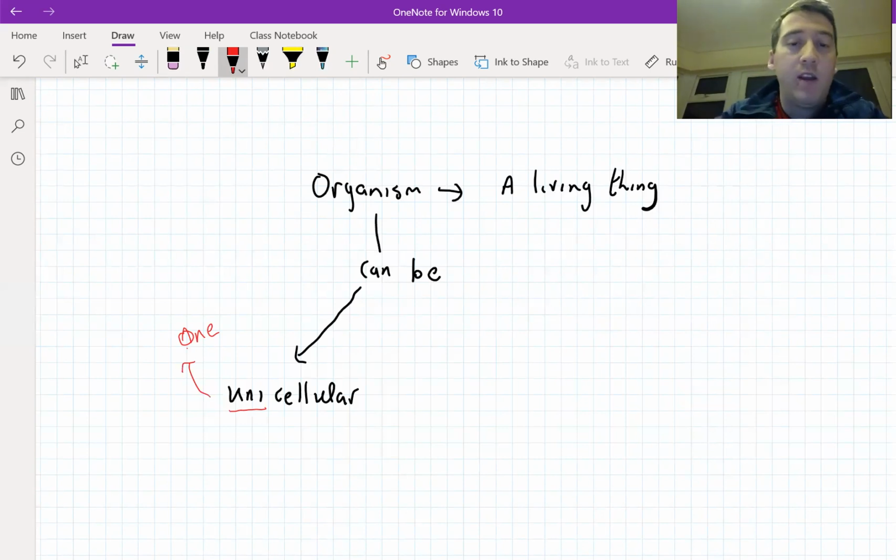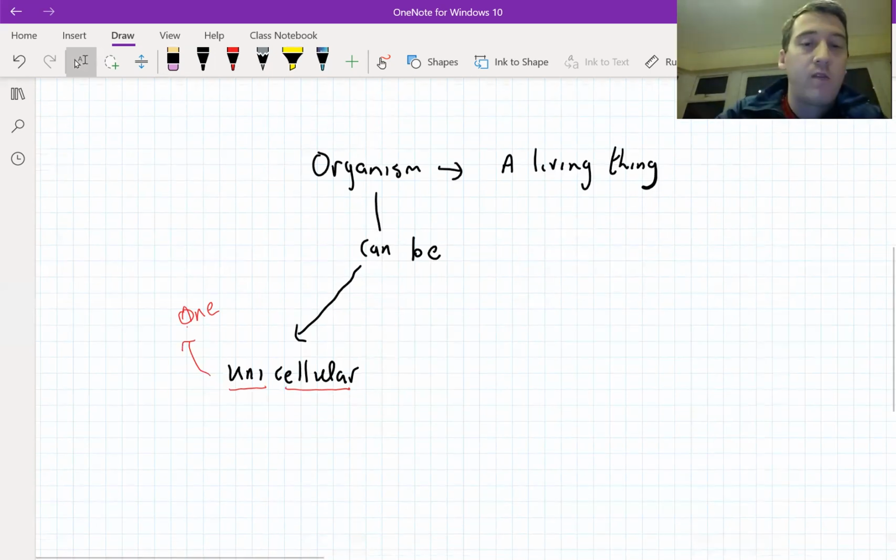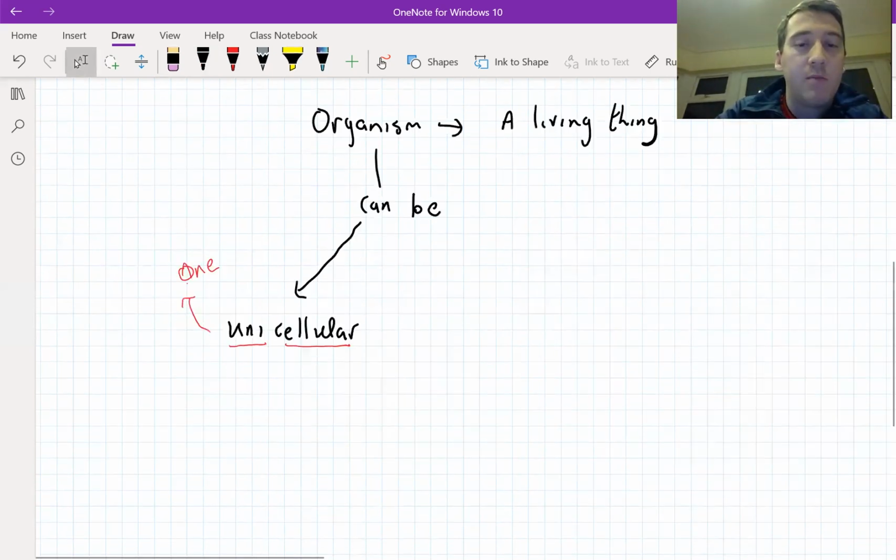Well, this is a unicellular organism. It's an organism made of only one cell. The whole organism is just one cell. Now, we're just going to write underneath unicellular: this means it's made of one cell.